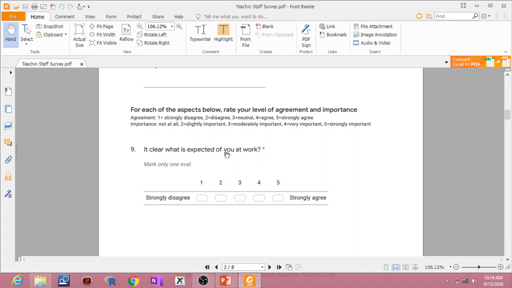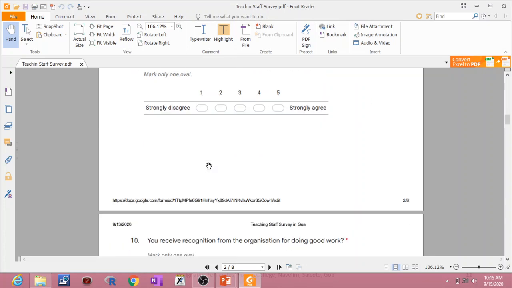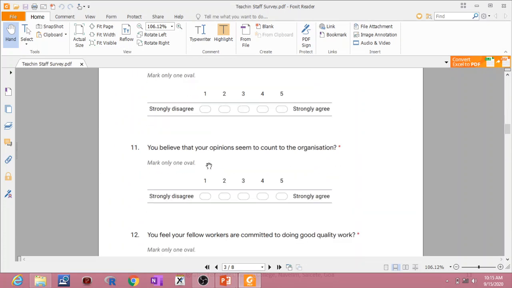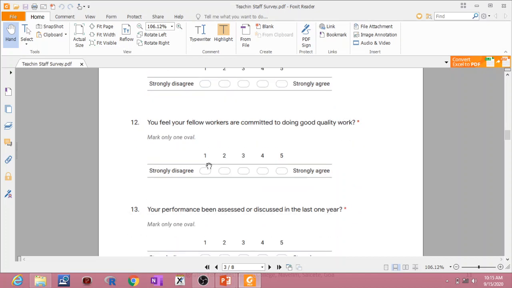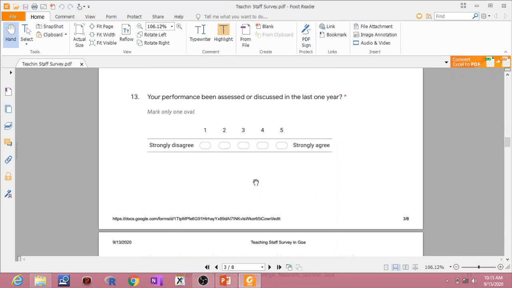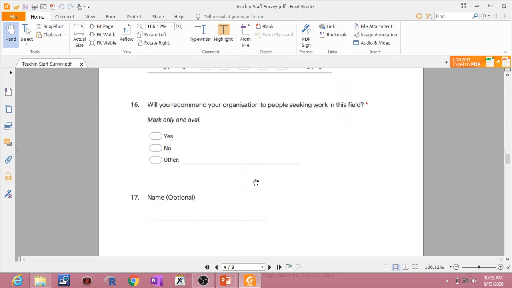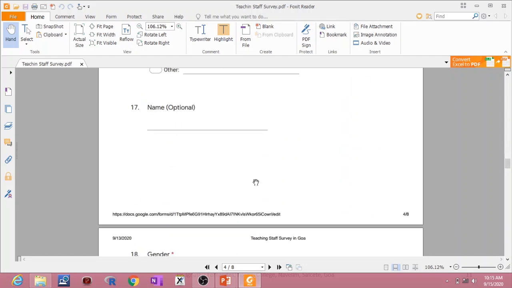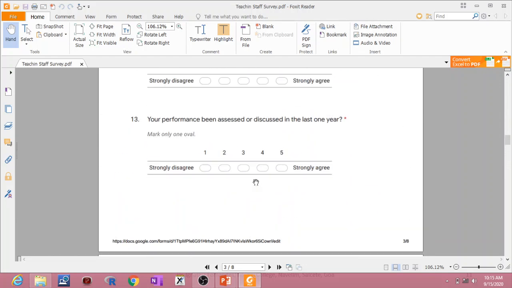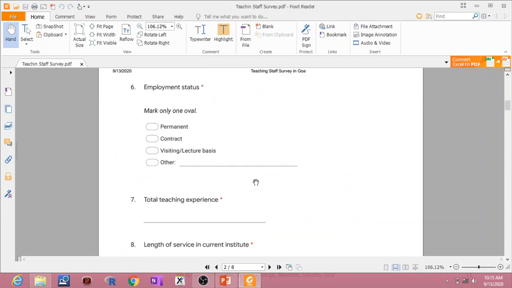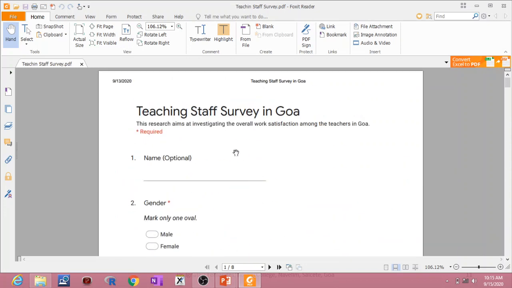Is it clear what is expected of you at work? Okay, this is a rating question now, from 1 to 5. 1 means strongly disagree, 5 means strongly agree. Okay, so depending on your study, you have all these questions. Most of these questions are on the Likert scale. Okay, these are the target questions. So a questionnaire will be something of this form depending on what you are trying to study. Thank you.